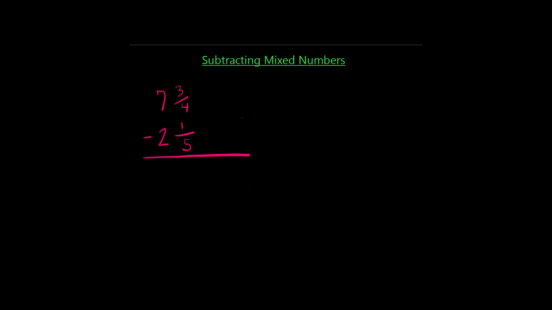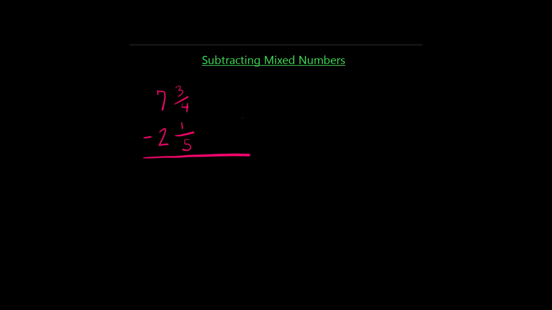Today we're going to be working on subtracting mixed numbers. So we have 7 3/4 minus 2 1/5. And it's going to be very similar to what we did with the adding of mixed numbers. We're going to have to find our common denominator, and then we're going to have to subtract our wholes. So let's go ahead and start on that.